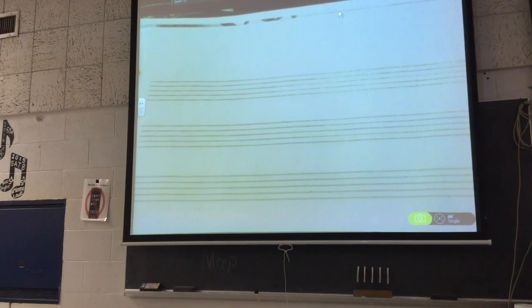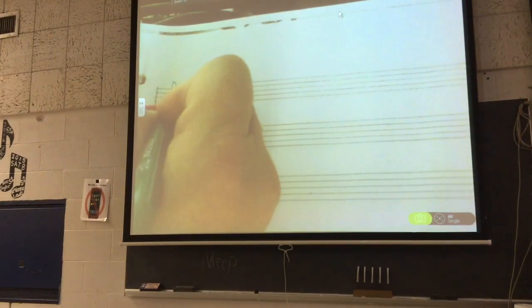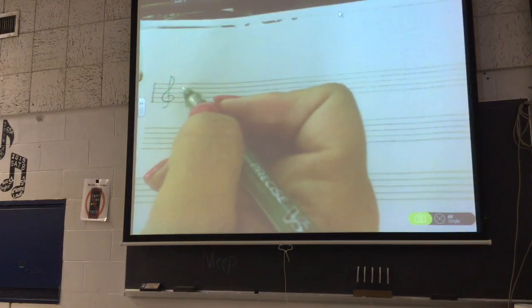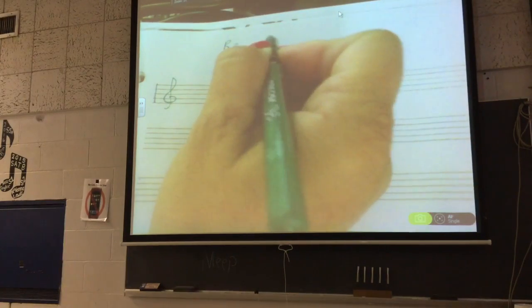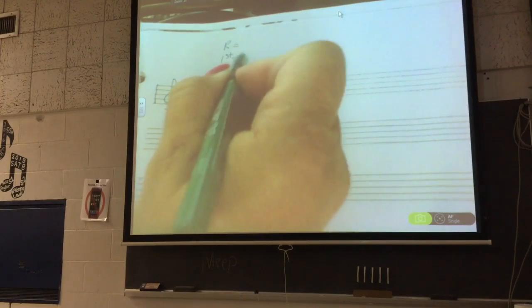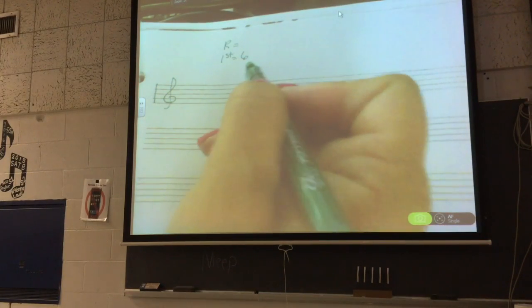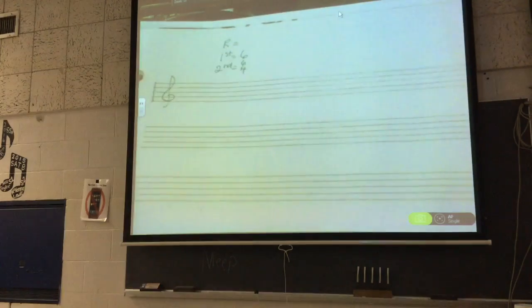So I want to do a little review and more practice with identifying and writing chords, triads and seventh chords in inversions. Remembering that for triads, there's root position, first inversion, and second inversion. In root position, you don't put anything beside the letter name of the triad. First inversion, you have a 6 beside the letter name, and second inversion has a 6-4 beside the letter name.